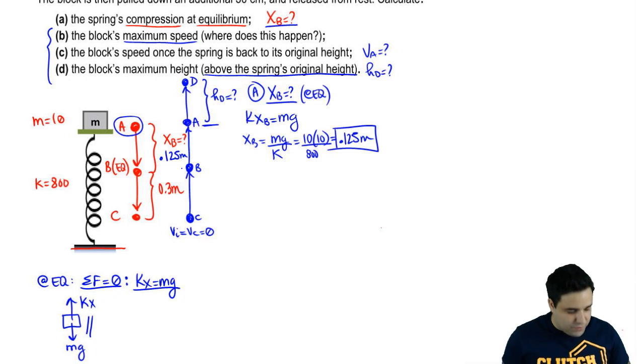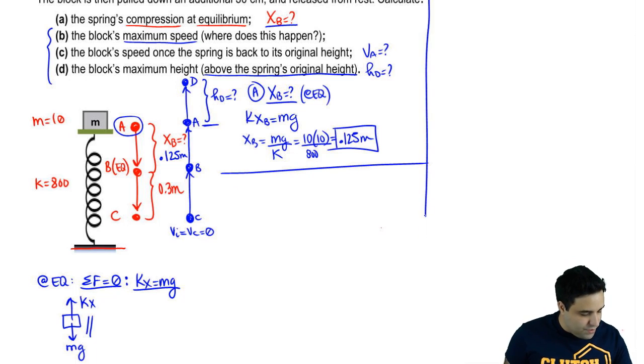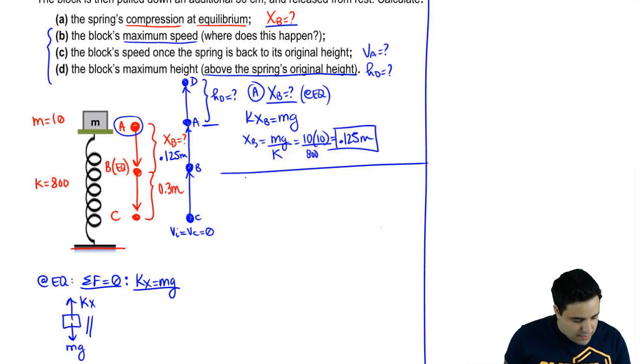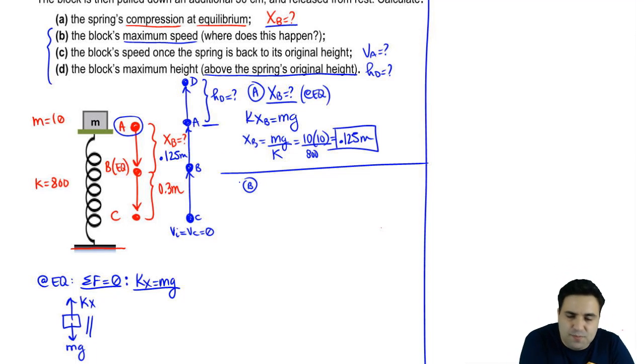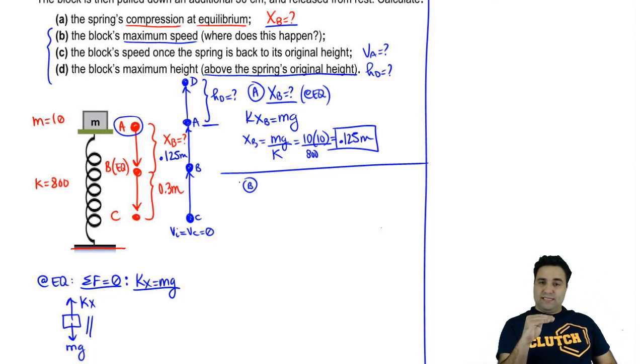0.125 meters is my xb. Let's go to part B, and I want to make a little separation here for these questions. For part B, I want to know what is the block's maximum speed and where does it happen. Okay, so the block starts at point C right here.